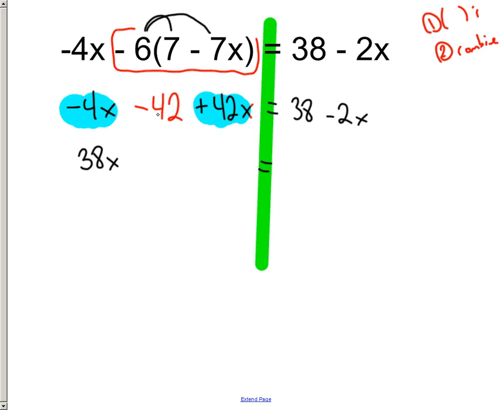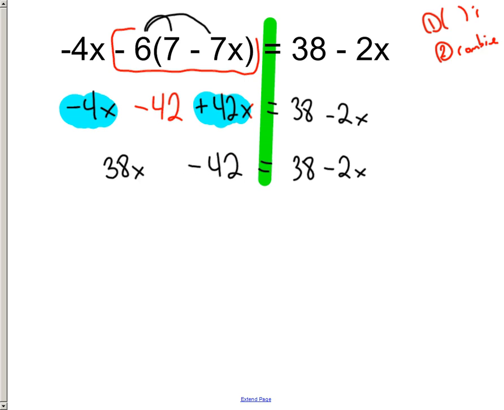Is there anything this can combine with? Nope, there's nothing else on this left side of the equal sign, so it just drops. This is like a wall. Now, there's nothing to combine with this 38 because I can't combine it with that, so they just drop. And now at this point, let me scooch this part of the equation over.